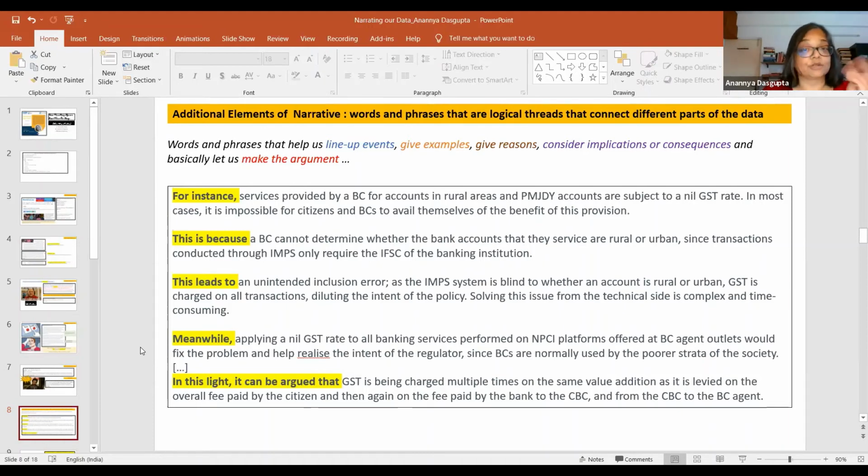Give examples, for instance, give reasons, consider implications or consequences, and basically help us make the argument. The reason why I've highlighted these phrases is because it allows you to present this with an awareness that I'm not just giving you an example, I'm telling you this is an example. I'm not just considering an implication, I am telling you this is an implication, so that the reader is also not confused. These are also called signpost phrases. These allow you to label what work you are doing as you are writing. So please do pay attention.